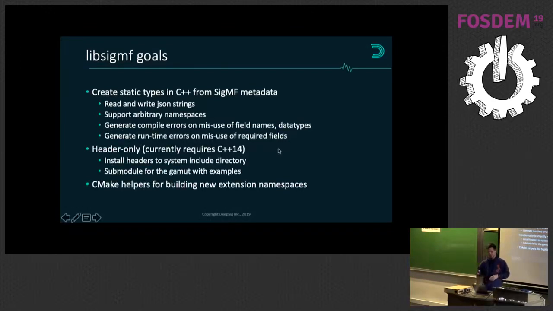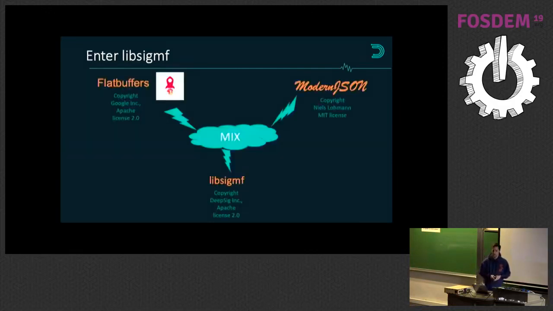So it's header only. It currently requires C++14, although we could lower that to 11 if there's a reason to. And then there are CMake helpers. It's a C++ project, so we use CMake as a build system, and when someone creates a new namespace, it's easy to actually use that.